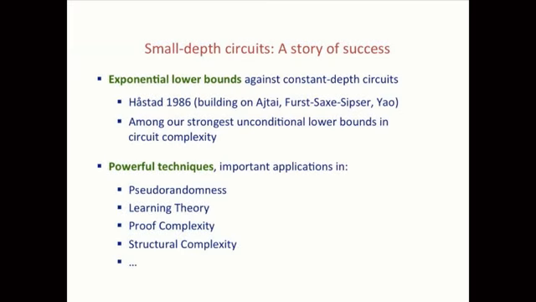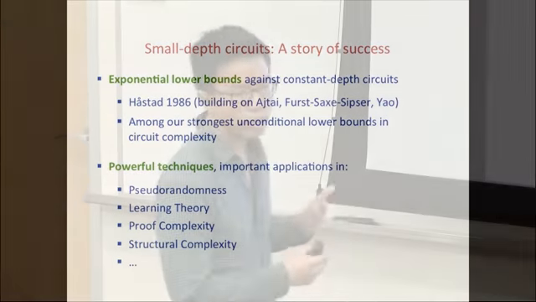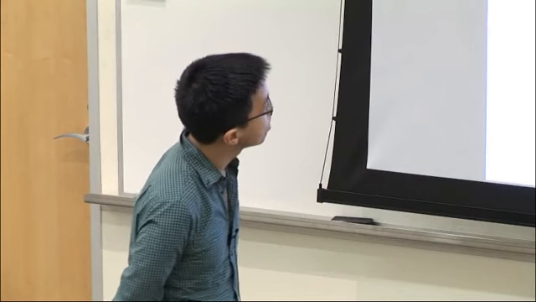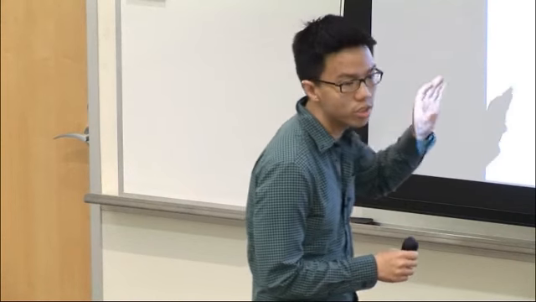Small depth circuits have been studied since the 80s, and it's really a story of success. Since the 80s, we have exponential lower bounds against constant depth circuits computing an explicit function. The landmark result here is that of Hastad, which we'll talk a lot about in this talk, and it builds on the work of Ajtai, Furst, Saxe, Sipser, and Yao, all in the 80s. Just as an aside, it's quite rare in complexity theory that we have such strong lower bounds. It's really among our strongest unconditional lower bounds in all of complexity theory.